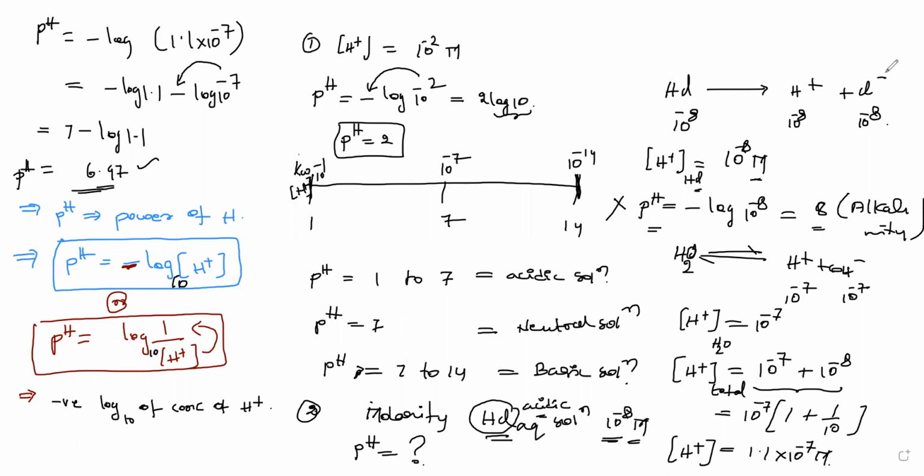And then suppose we take another example based on this one. What is the example? The concentration of H2SO4 is 0.2 into 10 to the power of minus 2 moles per liter. Calculate the pH of the given solution.